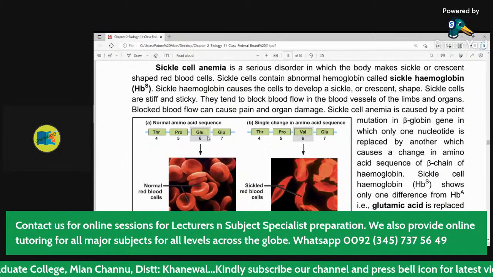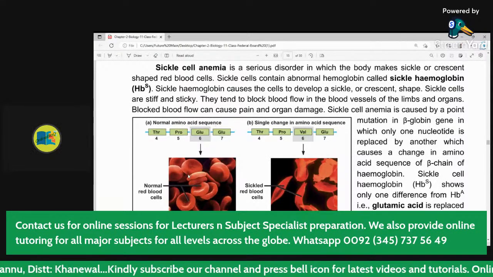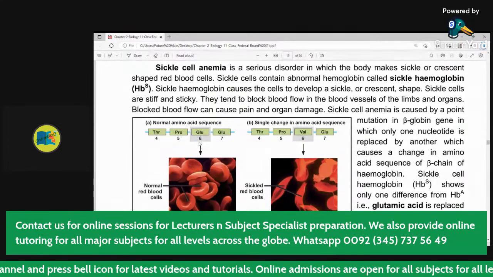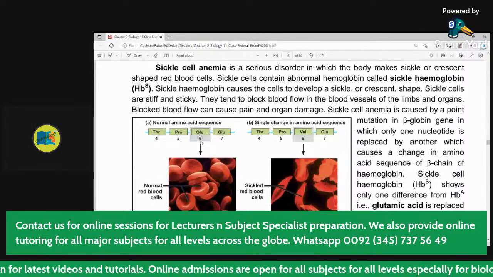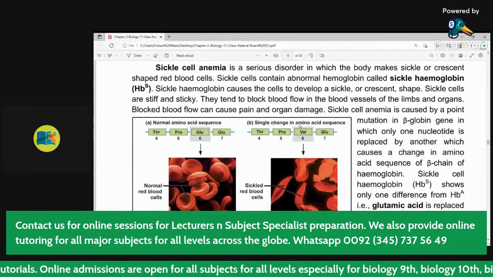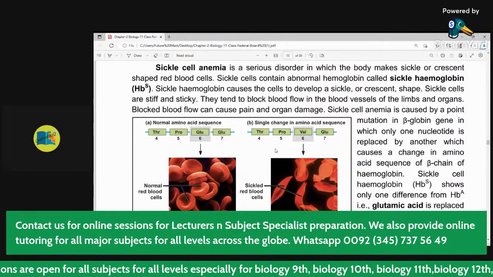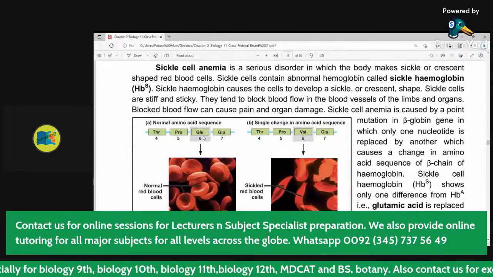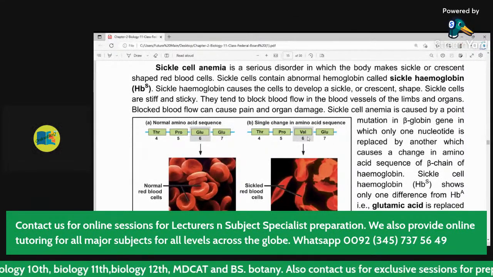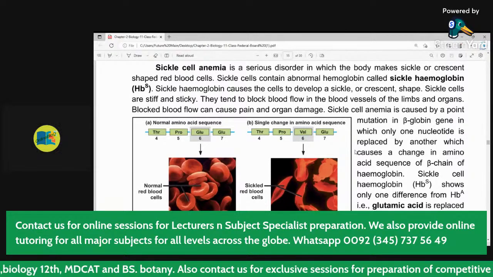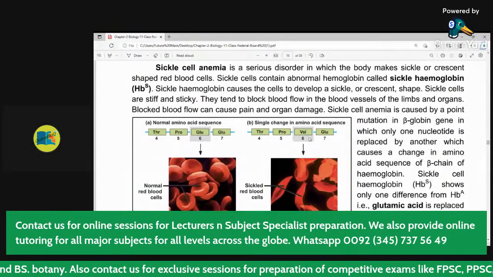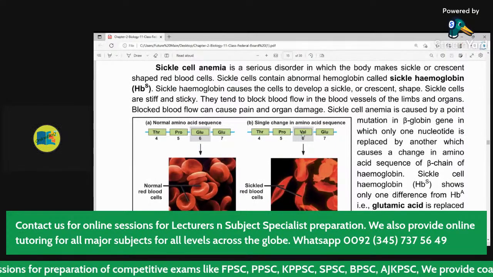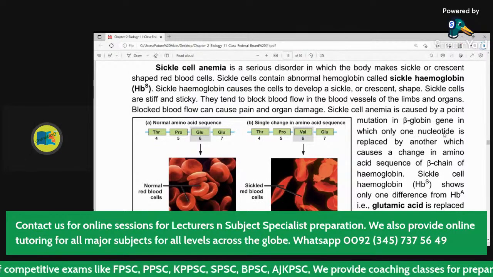Here we see the normal amino acid sequence in normal hemoglobin. Glutamate is present at number 6. When we look at sickle red blood cells, there is a single change in the amino acid sequence, and this glutamate is replaced by valine, so a different amino acid is formed. Why? Due to a change in a single nucleotide.